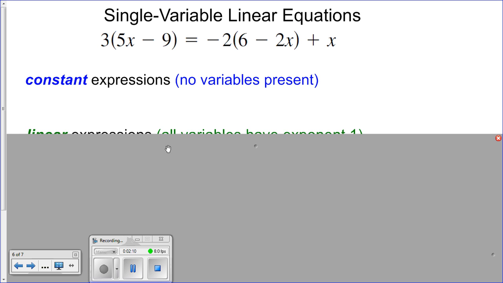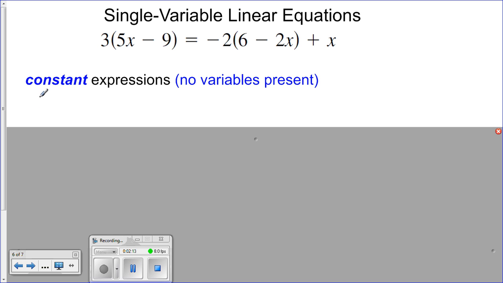So an example of a constant expression would be maybe 15. Or we can make it more complicated, like pi minus 1. Or 3 times the square root of 7. Or 3 times the square root of 7 plus 2. Or as simple again, 0.57. These are all constant expressions because they don't have a variable in them.